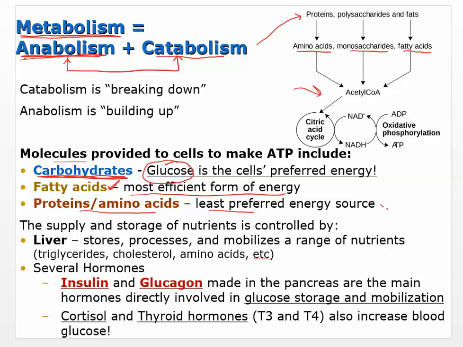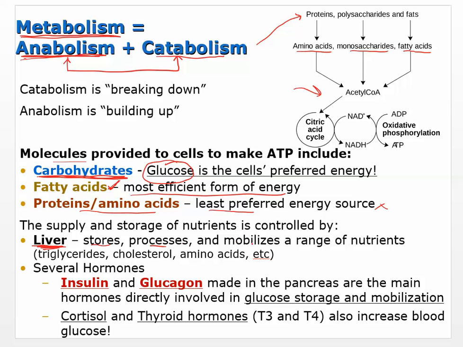So that's not preferred. So the supply and storage of nutrients is controlled by, well, the liver. The liver controls a lot of them. Okay? The liver supplies them, and the liver stores them, and it can make them. It can make certain forms of nutrients. It can make glucose, okay, for instance. And we'll talk a little bit more about that.